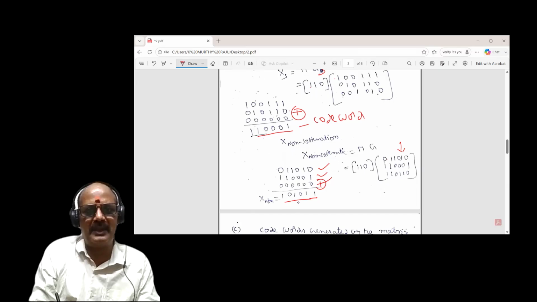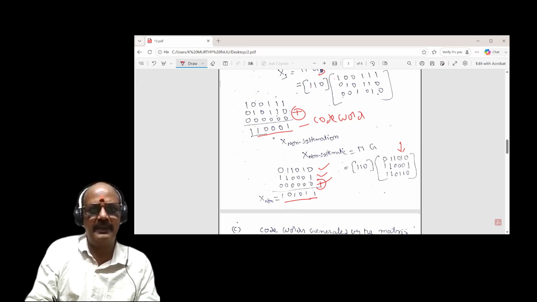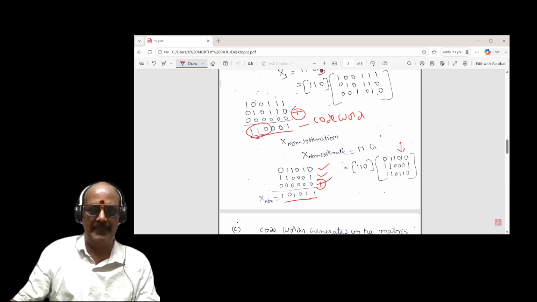1 1 0 does not appear at the beginning. Generally, in systematic codes, message bits appear first, followed by parity check bits. Here 1 1 0 is not there. In the previous case, the systematic encoding case, 1 1 0 appears at the beginning of the code word.